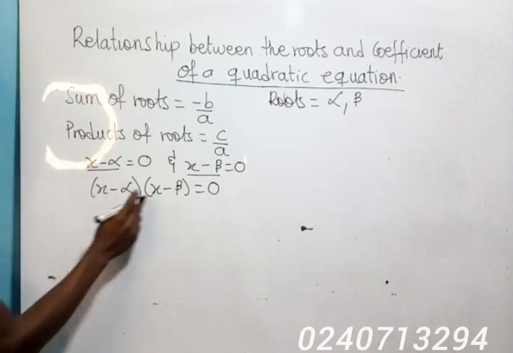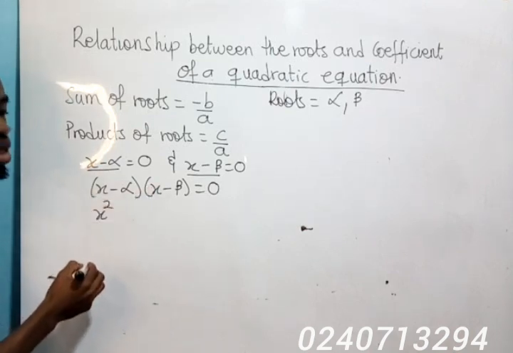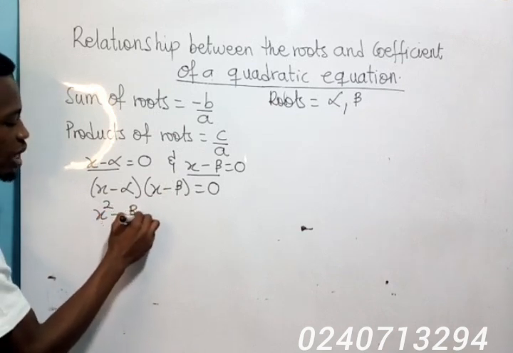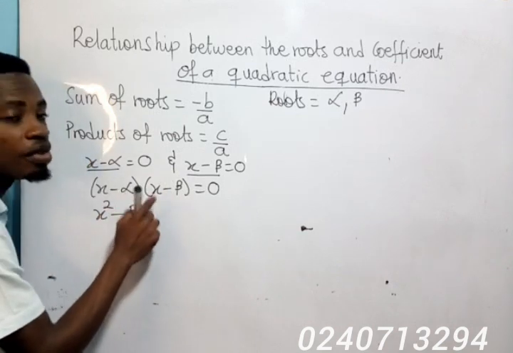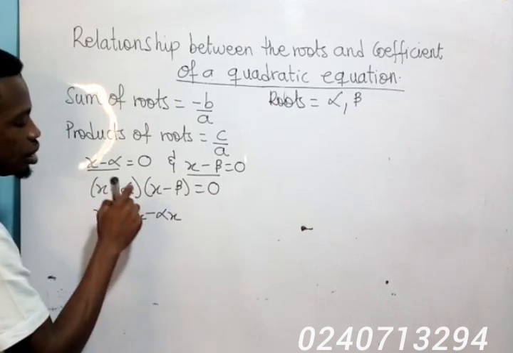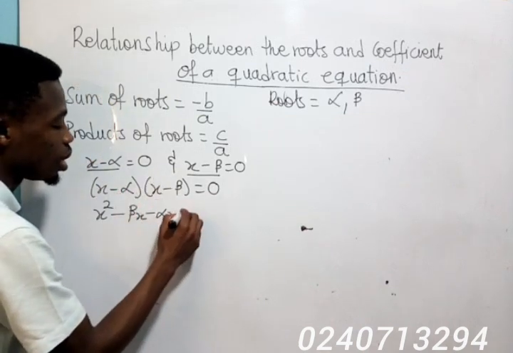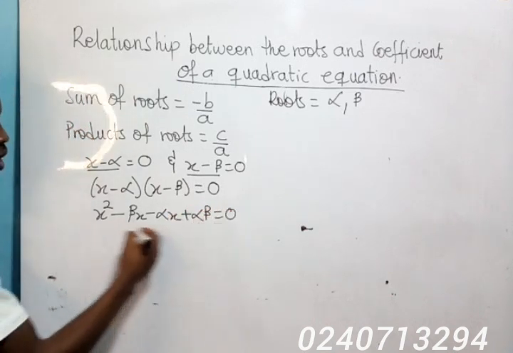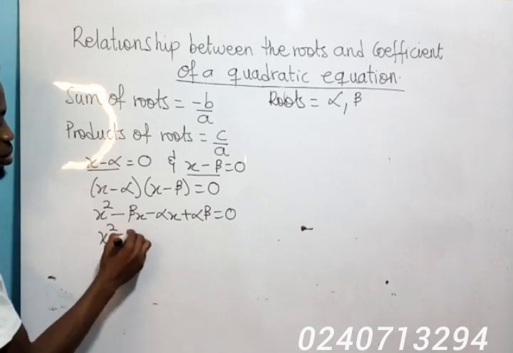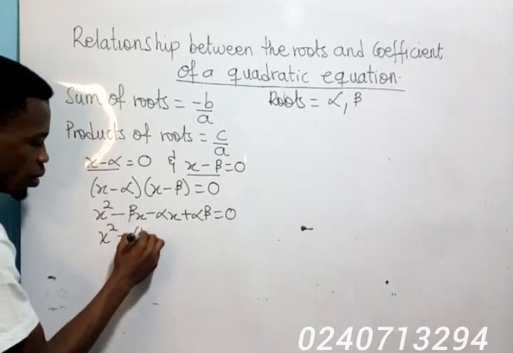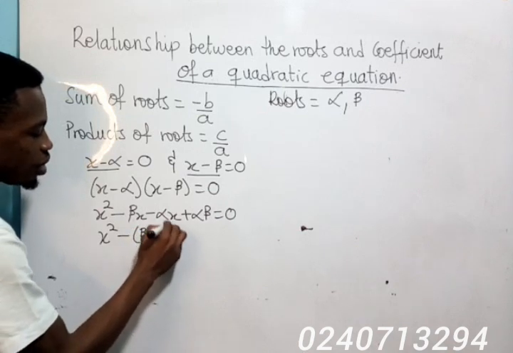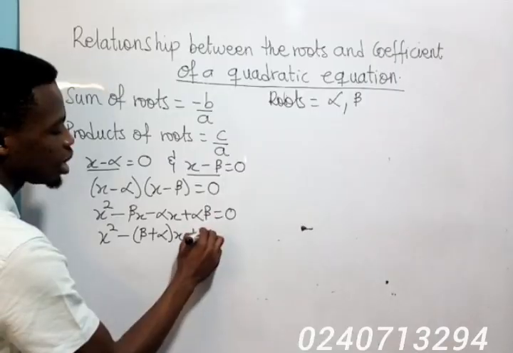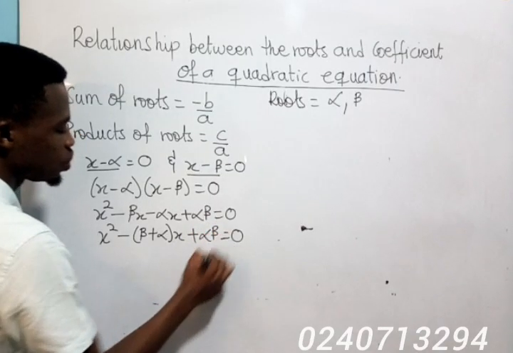Now, when we expand, we obtain x times x, which is x squared. We also have x times negative beta, which is negative beta x. Then we have negative alpha times x, negative alpha x. The negative alpha times negative beta is giving us positive alpha beta equal to 0. Now we can rewrite this as x squared minus, into brackets, beta plus alpha, then multiplying x. So we factorize the x, plus alpha beta, which is equal to 0.